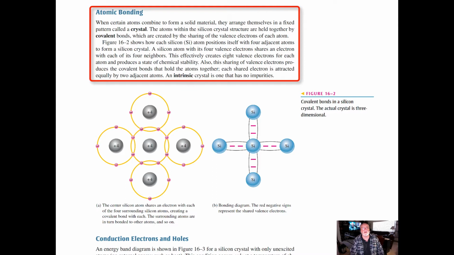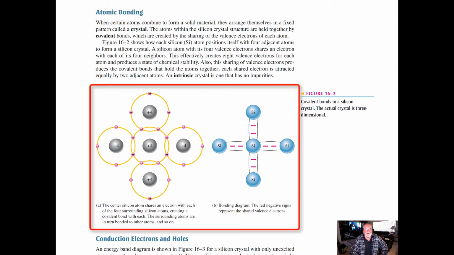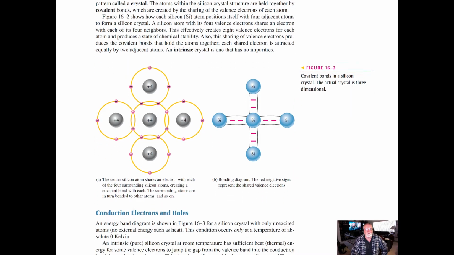Atomic bonding: when certain atoms combine to form a solid material, they arrange themselves in a fixed pattern called a crystal. The atoms within the silicon crystal structure are held together by covalent bonds, which are created by sharing the valence electrons with each atom. So we can see from the picture here what's going on as the atoms link and unite in those outer rings, or those outer valence shells. The intrinsic crystal, in this case, has no impurities. You notice all we're talking about here is silicon and sharing valence electrons in silicon.